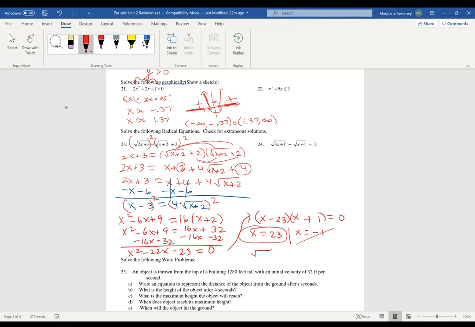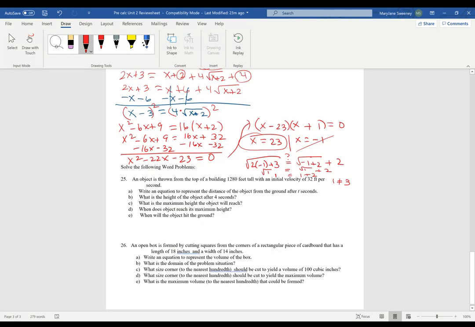So it'd be square root of 2 times negative 1 plus 3. We're checking, does that equal negative 1 plus 2 under the radical, and then a plus 2. So I'm plugging negative 1 into the original equation. So that is square root of 1, which is 1. This is square root of 1 plus 2. So that's 1 plus 2, which is 3. So 1 does not equal 3. That does not work.